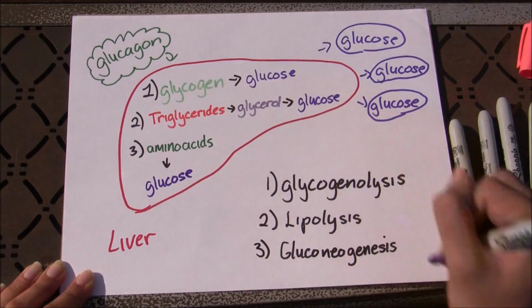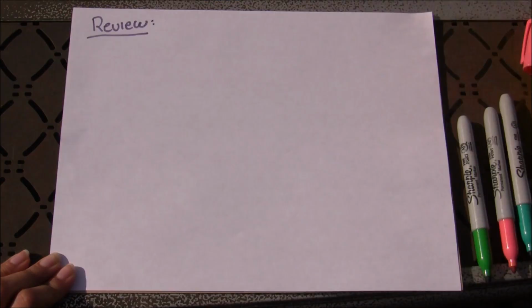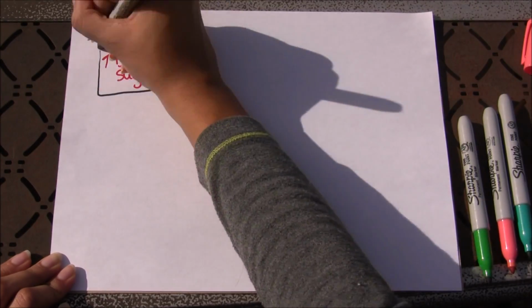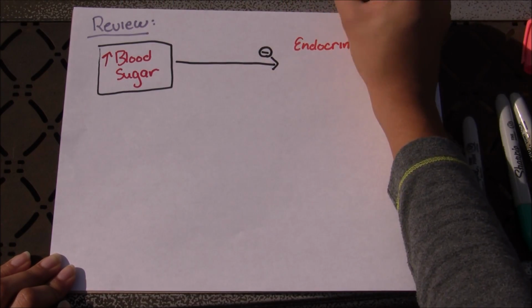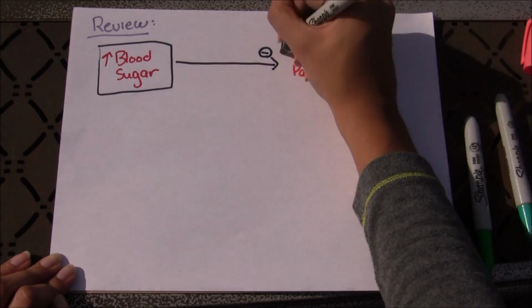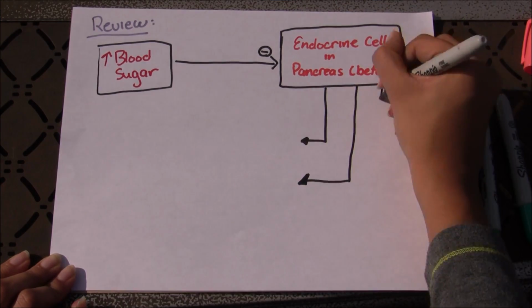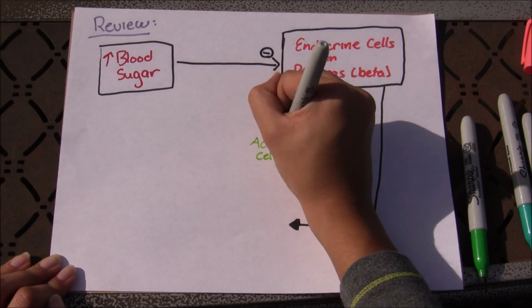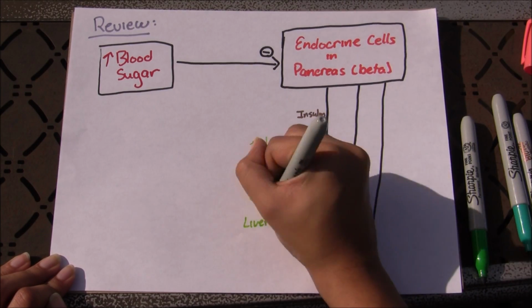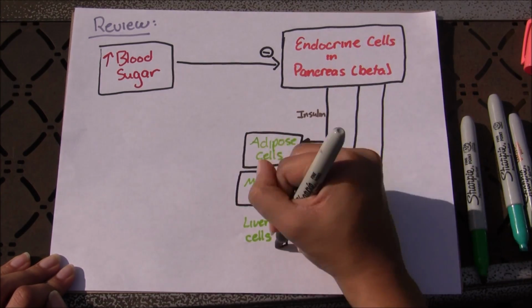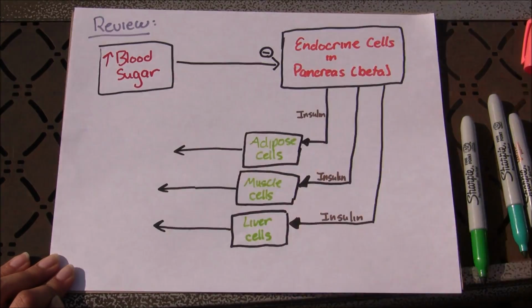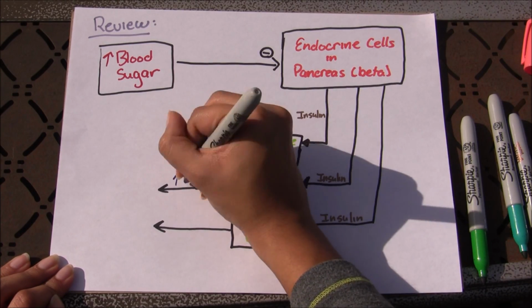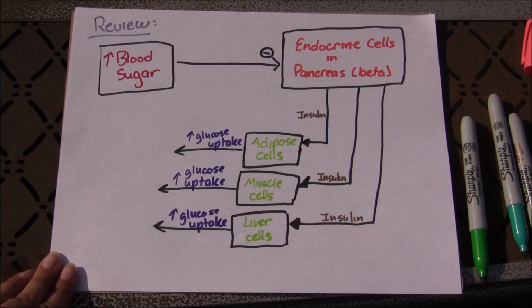These are the summaries of the processes using negative feedback loops. When blood sugar rises, the beta cells of the pancreas are stimulated and release insulin. Insulin goes on to stimulate adipose, muscle, and liver cells. Muscle and liver cells initiate glycogenesis, and all three of the cells uptake glucose in response to insulin stimulation. The result is a decrease in blood sugar or blood glucose.